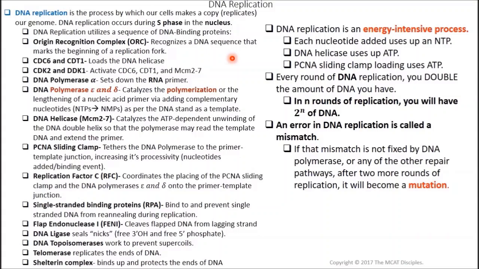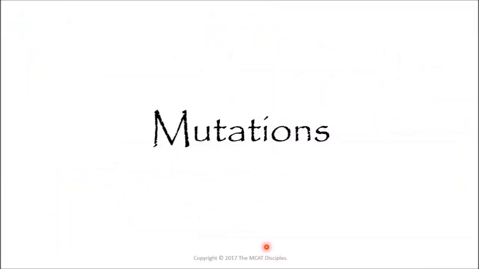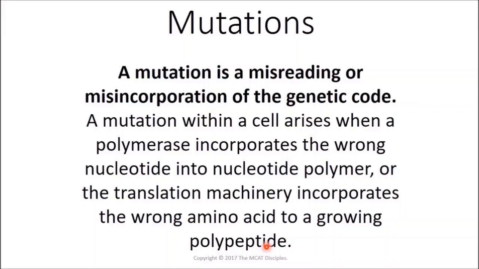If that mismatch is not fixed by DNA polymerase or any other repair pathways, after 2 more rounds of replication it will become a mutation. That is where we're going to go with it next. We'll briefly go through mutations. I have a lot more to say about them in a different lecture. A mutation is the misreading or misincorporation of the genetic code. A mutation within a cell arises when a polymerase incorporates the wrong nucleotide into a nucleotide polymer, or the translation machinery incorporates the wrong amino acid into a growing polypeptide.